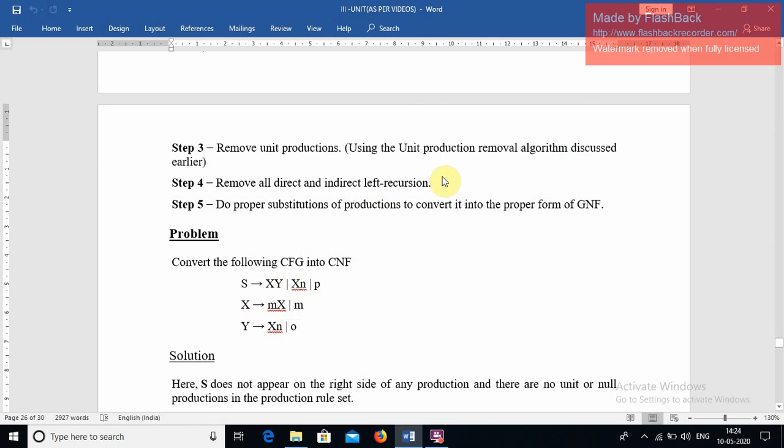Okay, so the given grammar doesn't have any start symbol on the RHS, and second, no unit productions, no epsilon productions, null productions, and doesn't have any recursions. So directly we can move to the fifth step. If we had those things, we would have to remove them by the previous steps.